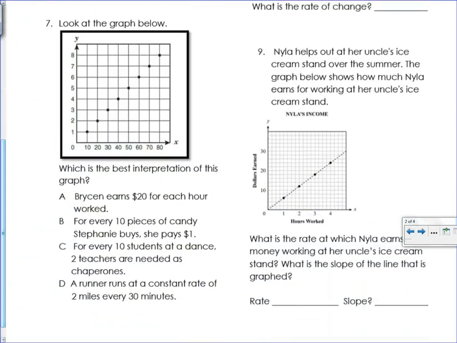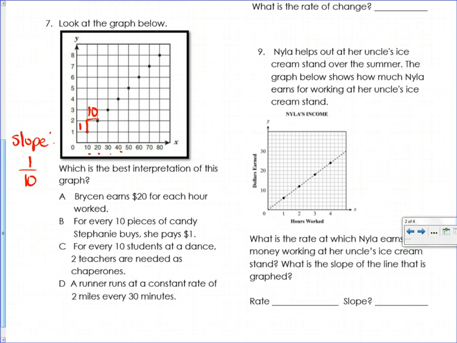Number 7, look at the graph below. Which is the best interpretation of this graph? So we're going to find the slope and pick which of these works the best. So for your rise over your run, this time I went up 1, and according to my scale on the x-axis, since going up by 10s, I went right 10. So my slope here is 1 over 10.